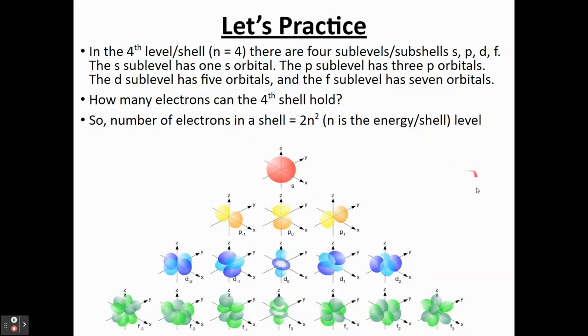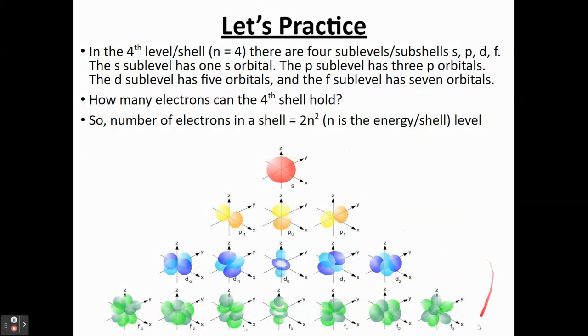So this is the 4th shell over here. I know that because I have S, P, D, but also F. And so if you want to know the number of electrons total, you could do 2 plus 6, that's 8, plus 10, that's 18, plus 14, that's 32. So in the 4th shell, you could have a maximum of 32 electrons.